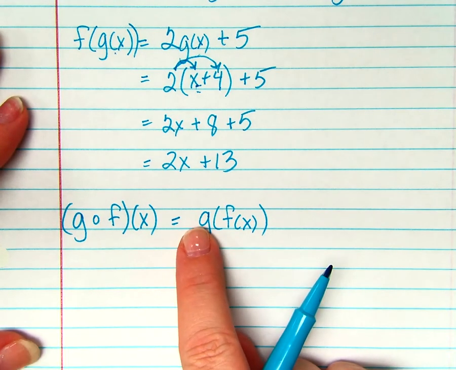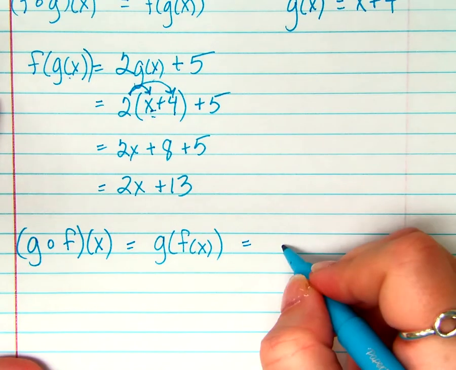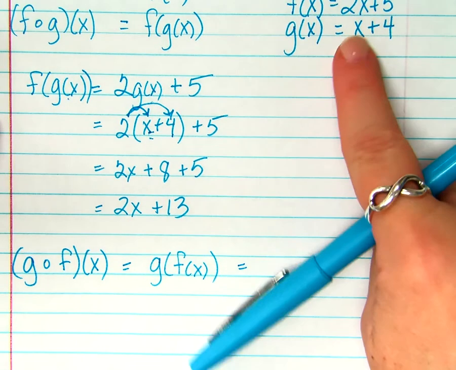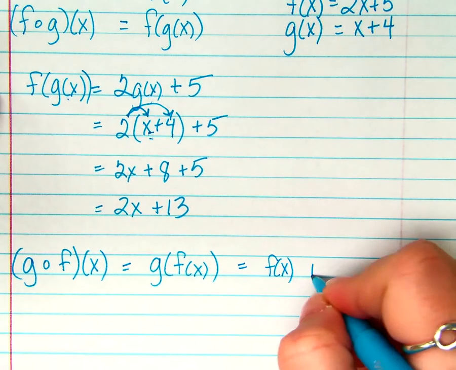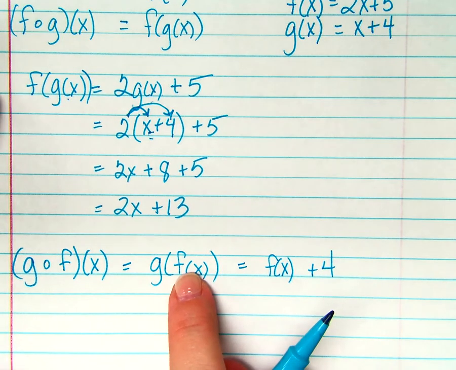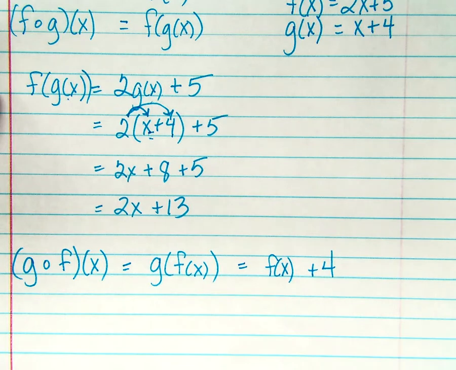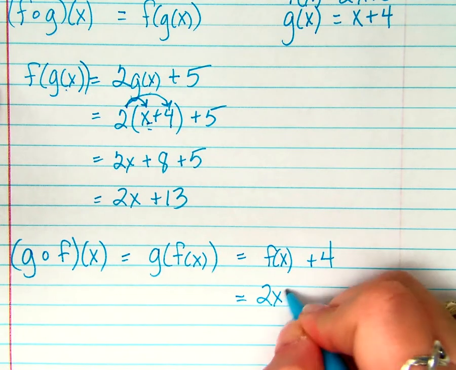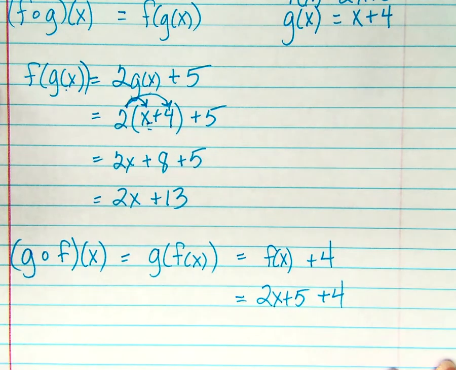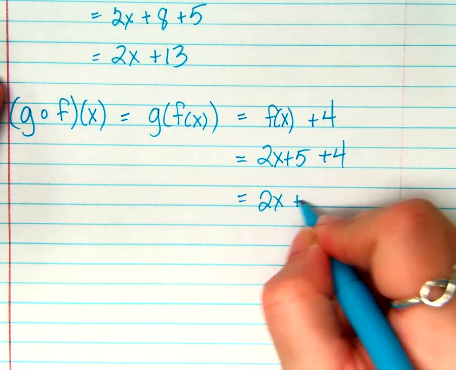Okay? So if we're finding g of f of x, what do I start with? Yeah, I start with the g, which is x plus 4, except I can't write x. What do I write instead? F of x plus 4. Because anywhere there's an x, I want to write f of x. However, we know f of x, don't we? What is it? 2x plus 5 plus 4, which equals 2x plus 9.